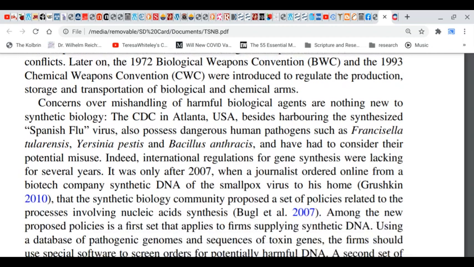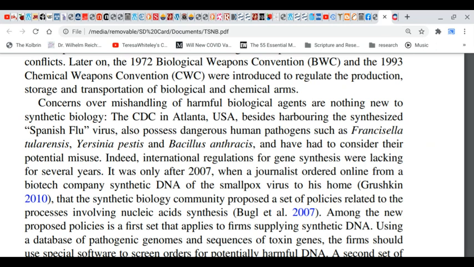Indeed, the international regulations for gene synthesis were lacking for several years. It was only after 2007, when a journalist ordered online from a biotech company synthetic DNA of the smallpox virus to his home, that the synthetic biology community proposed a set of policies related to the processes involving nucleic acid synthesis.